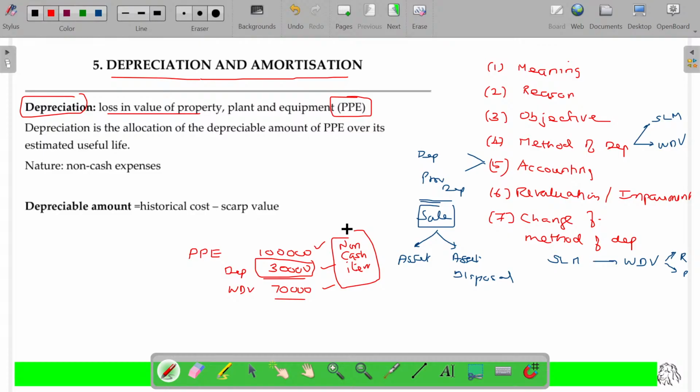But 1 lakh worth asset, 1 year after the value becomes only 70,000. Value reduces from 1 lakh to 70,000. That 30,000 rupees loss is considered as the expense named as depreciation. Involves no cash outflow.